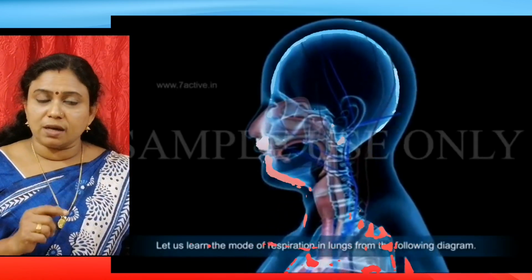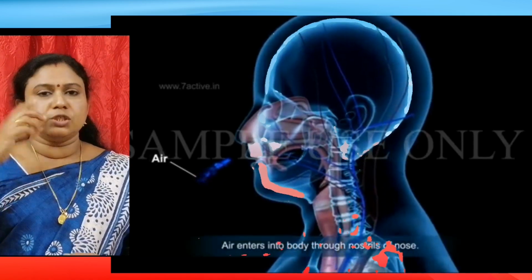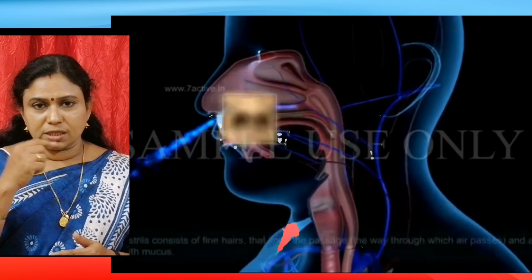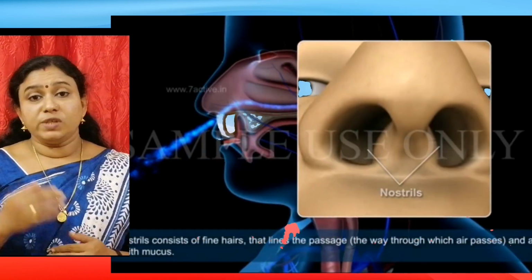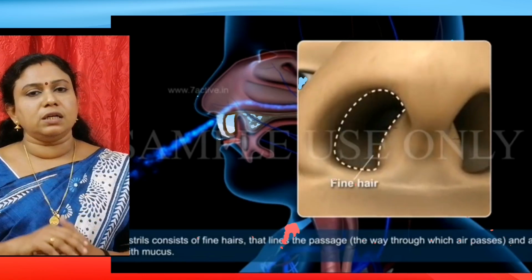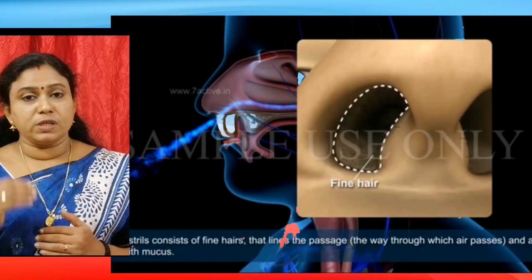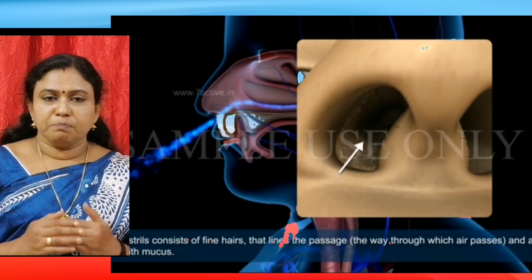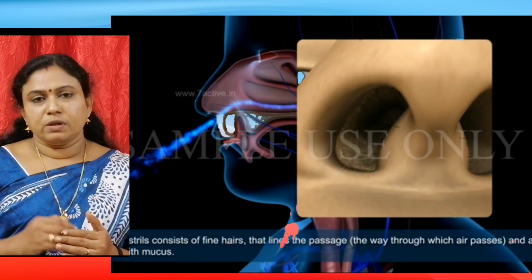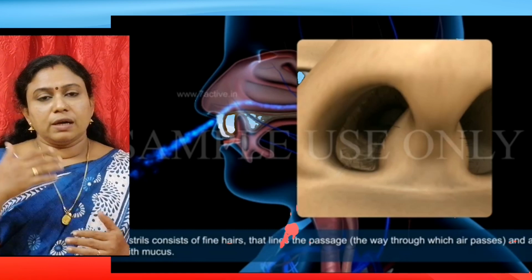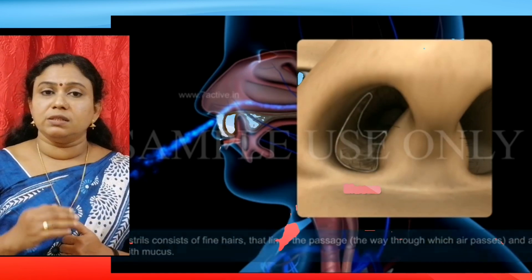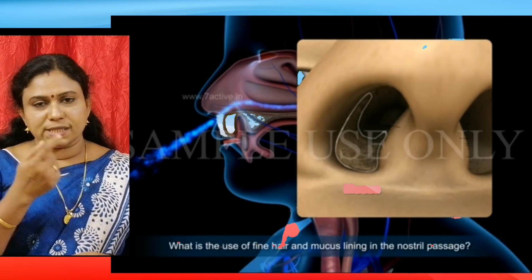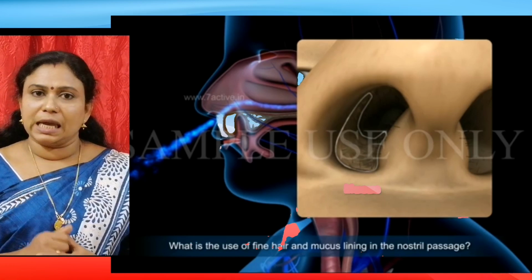So these nostrils are the openings through which the air is taken in. Fine hairs as well as mucus are present inside the nostrils, which filter the air that is taken in. So what are the functions of these fine hairs and mucus? These fine hairs and mucus prevent the entry of dust or dirt particles and the microorganisms present in the air from getting into the lungs. And these nostrils extend to the nasal cavity.